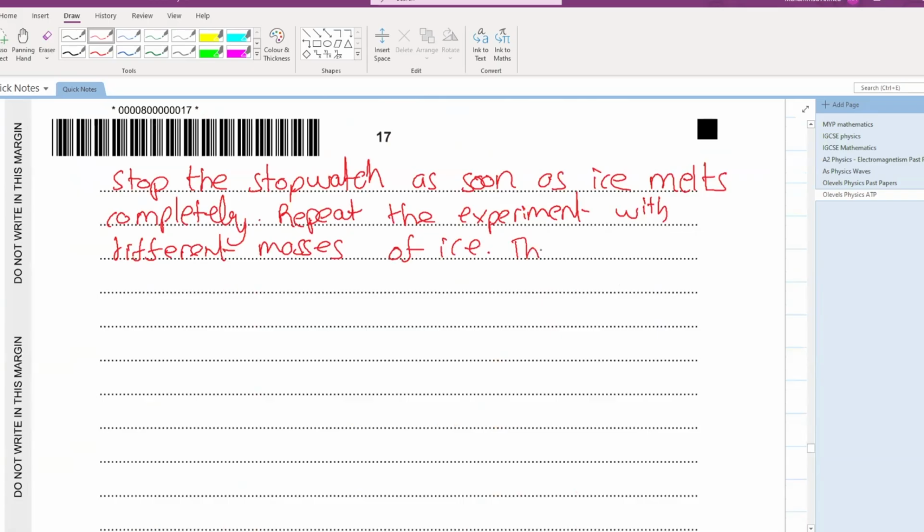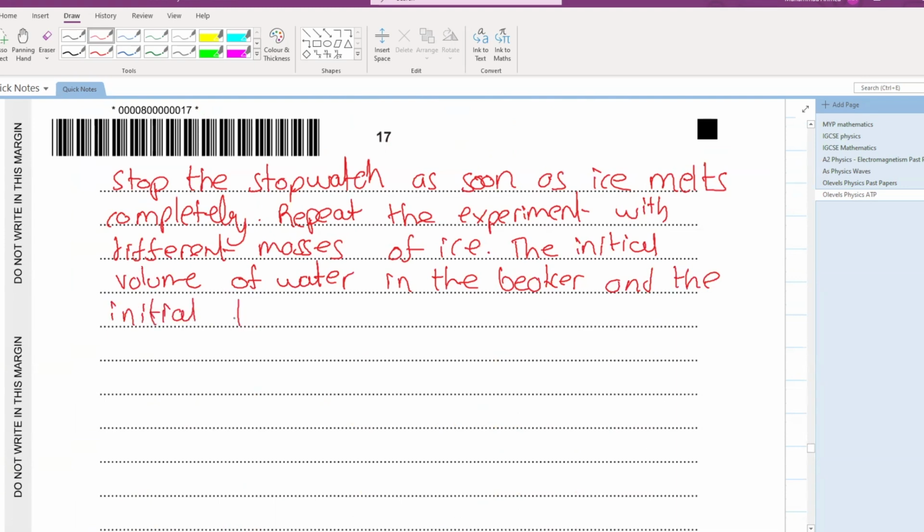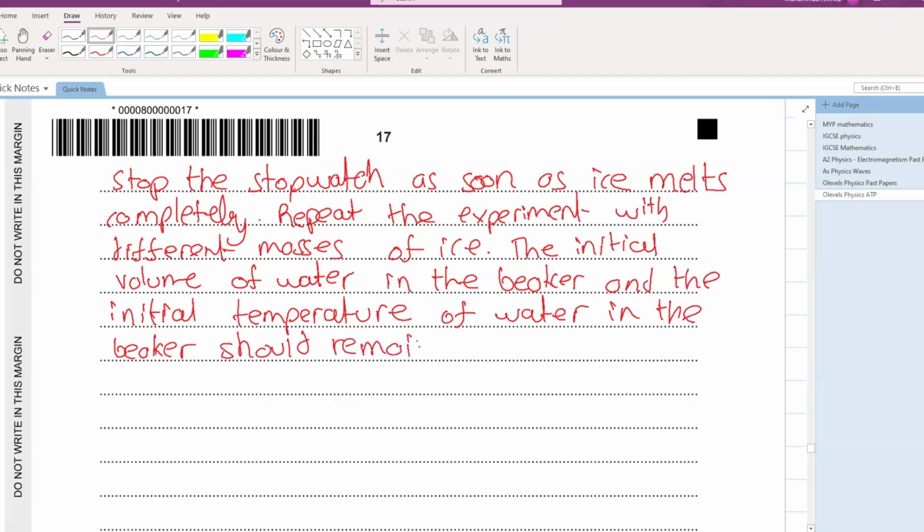You can say the initial volume of water in the beaker and the initial temperature of water in the beaker should remain constant. Simple. Nothing complicated here.